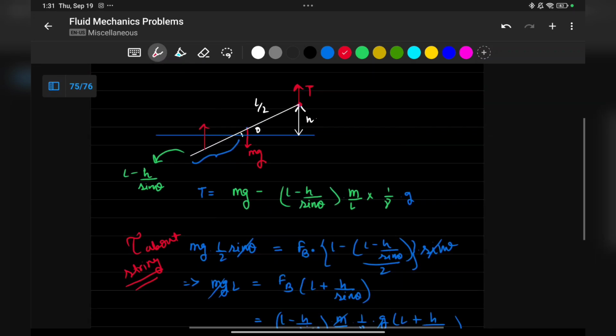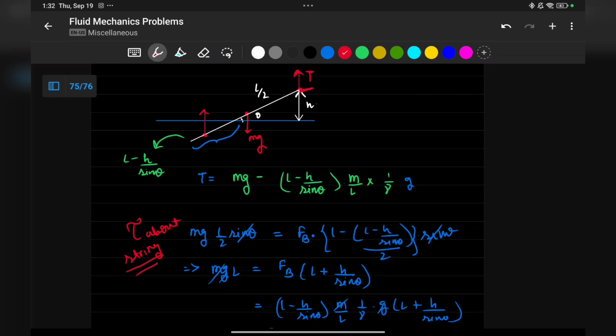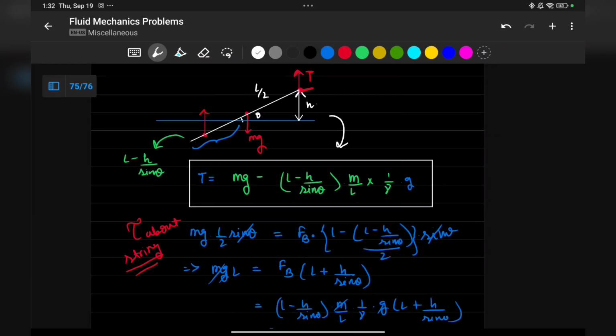Now, how do we solve an equilibrium problem? We just balance the torque and balance the forces. Here, this is tension T at the point where the string is connected. This is the center of mass, and this is the center of buoyancy, the point where the buoyant force is working. Let me first write the translational equilibrium. The upward forces are tension and buoyant force.